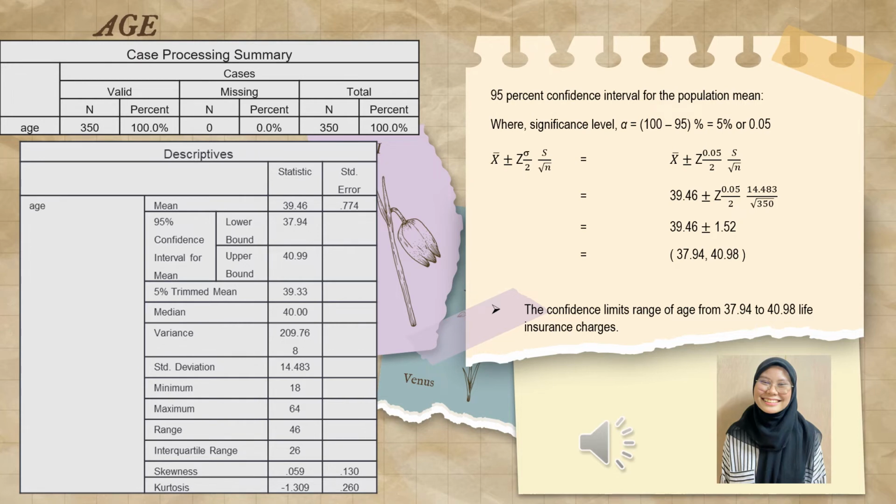37.94 and 40.90. So the confidence limits range of age is from 37.94 to 40.90 for life insurance charge.